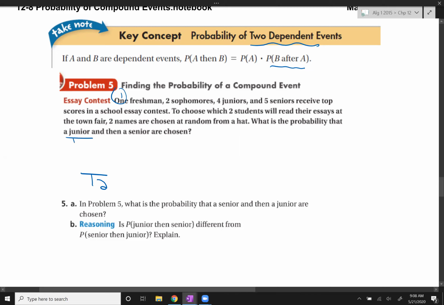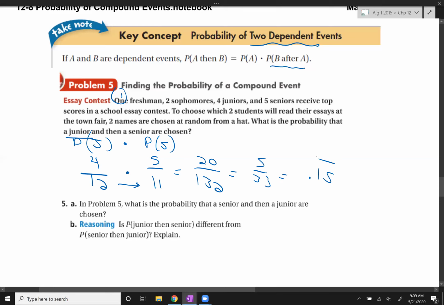A junior? Okay, so probability of a junior. How many juniors were there? 4 times then a senior. So then a senior, probability of a senior. How many seniors are there? There's 5. But how many people are left in the bag? 11. Good. So that means we have 20 on the top. Let's check here, 132 on the bottom. And that's going to reduce. We get 5 over 33. So we get 0.15 repeating.